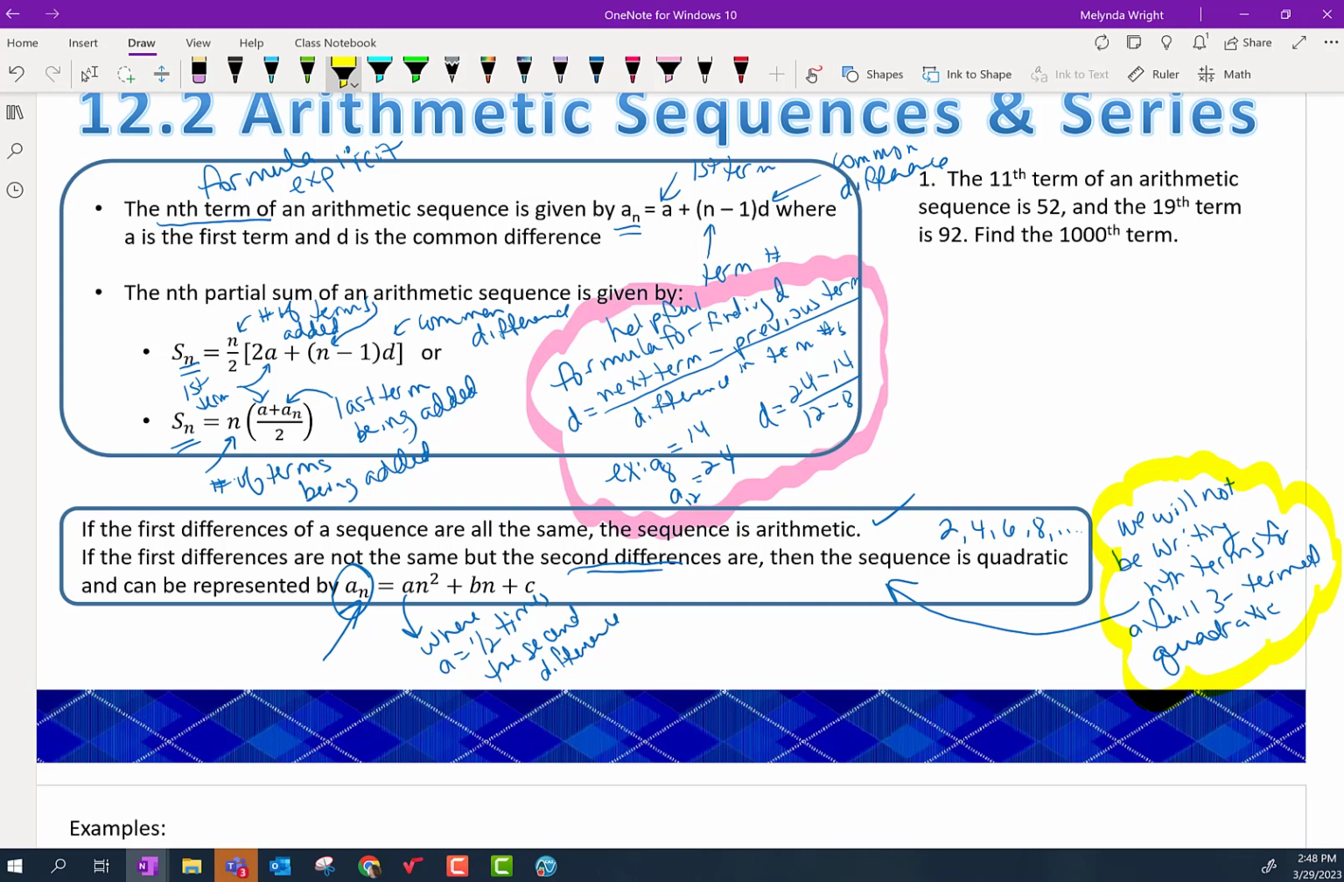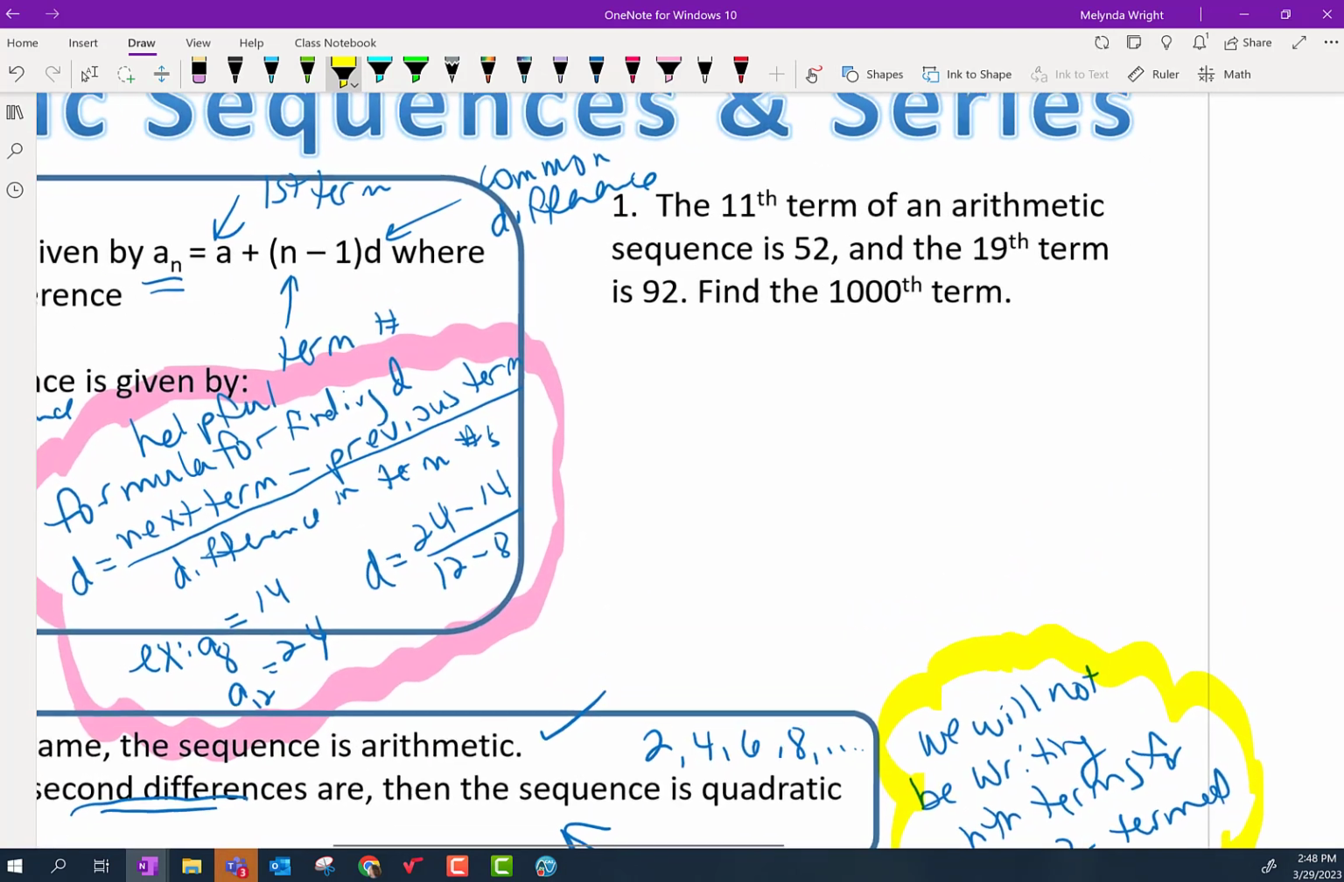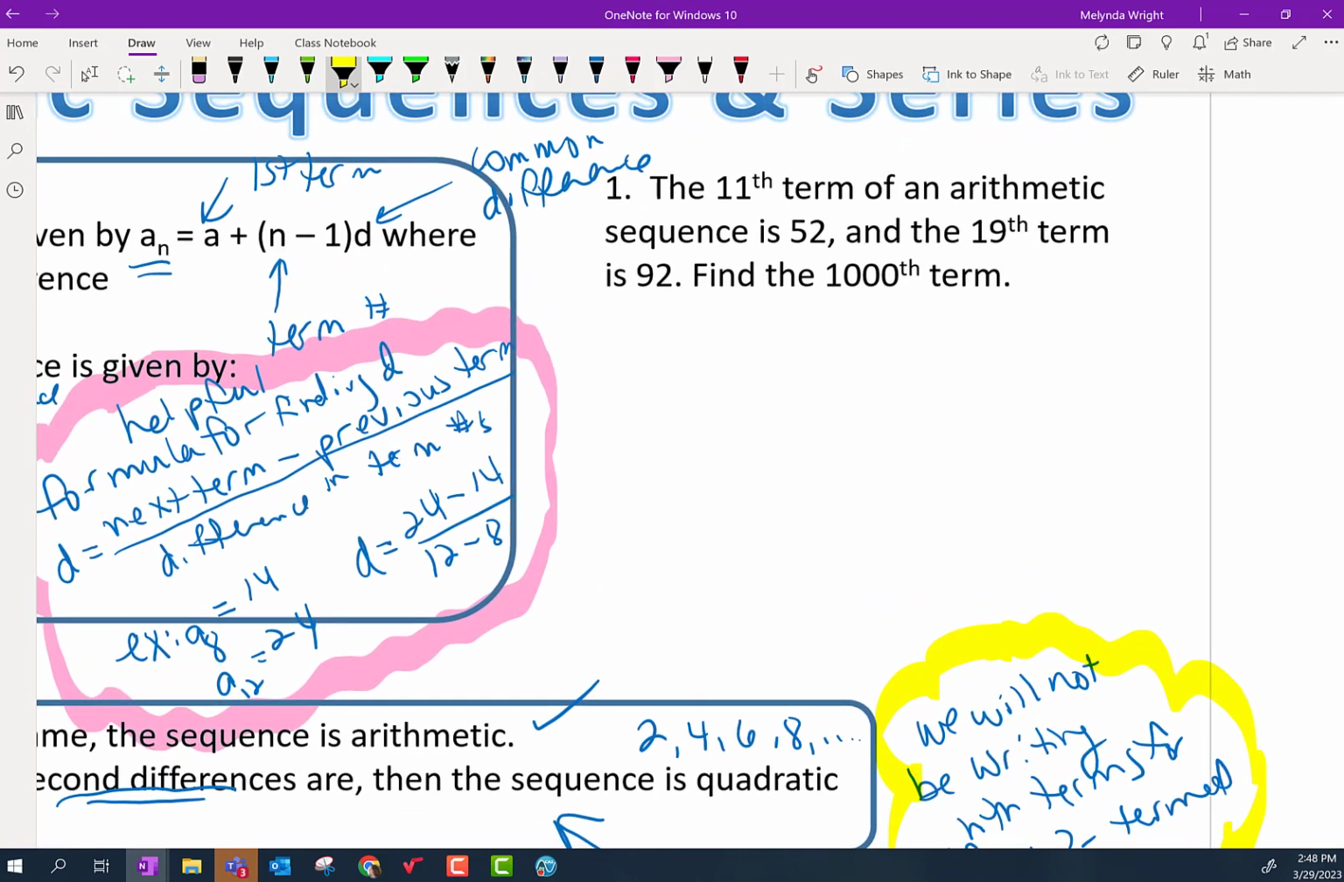All right, so let's jump into our work. Let's do our first example. If the 11th term of an arithmetic sequence is 52 and the 19th term is 92, they want us to find the 1000th term. Well, we need to write a formula for it first.